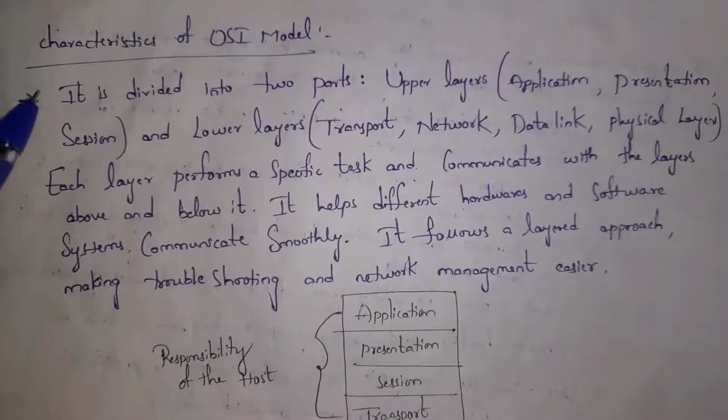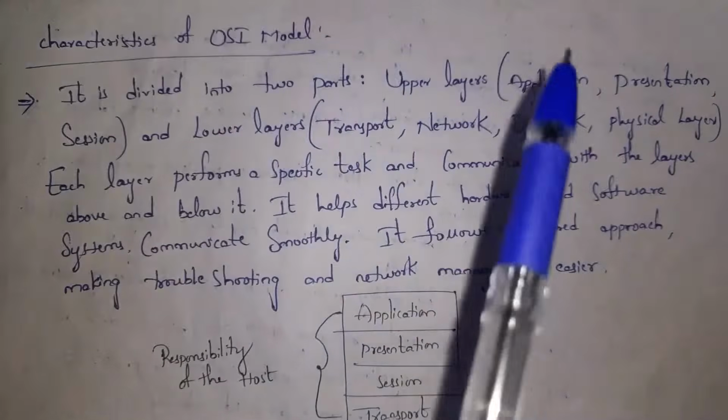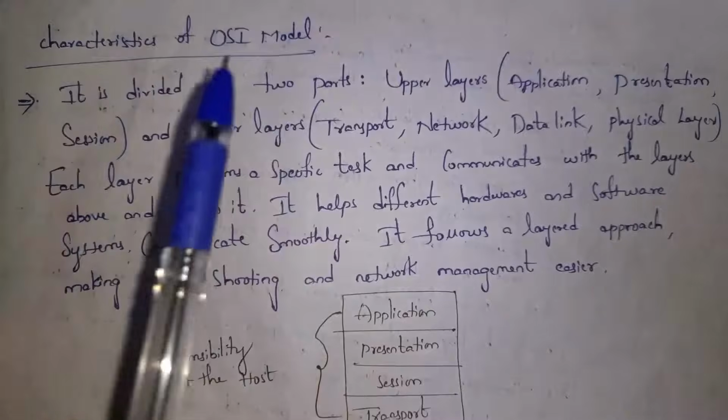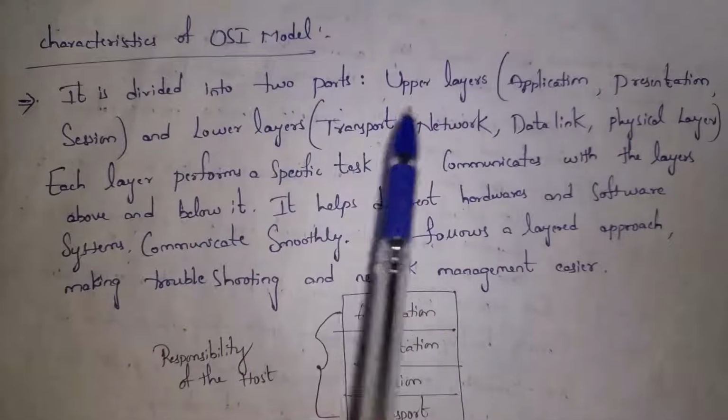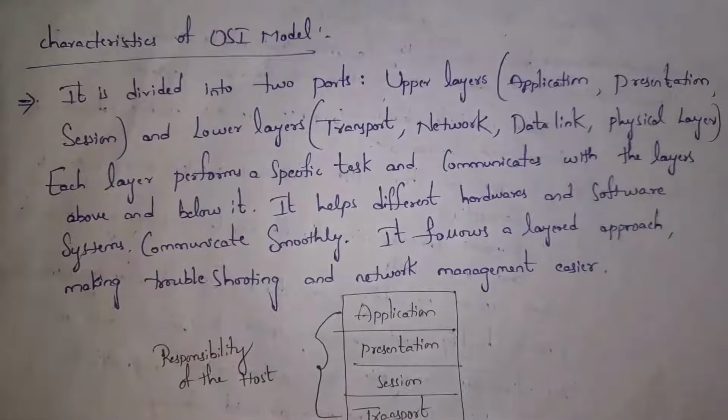The OSI model is divided into two parts: upper layers and lower layers. The upper layers contain the application layer, presentation layer and session layer, whereas the lower layers contain the transport layer, network layer, data link layer and physical layer. Each layer will perform certain tasks and each layer will communicate with the layer above and the layer below. For example, the presentation layer will communicate with the application layer and the session layer.